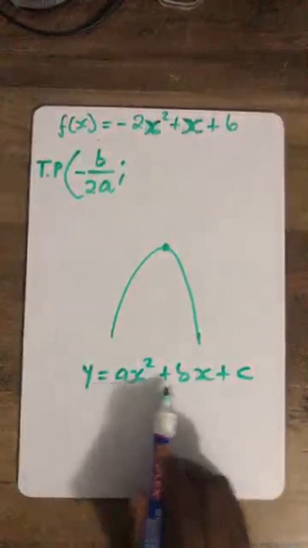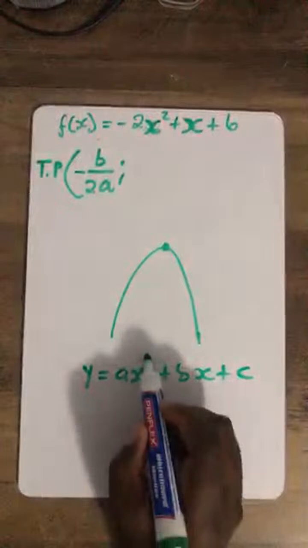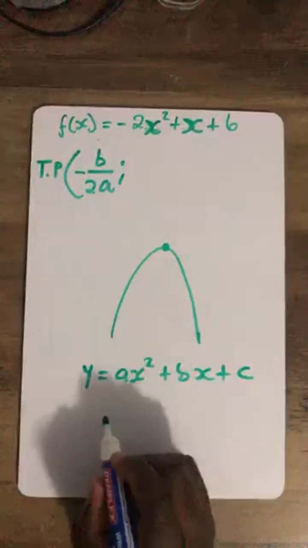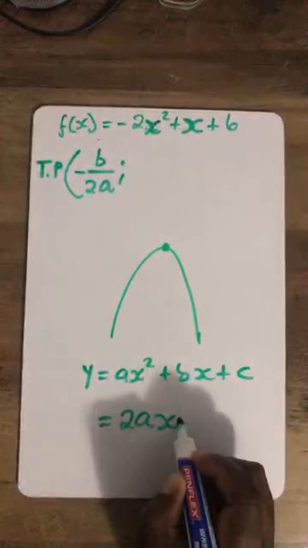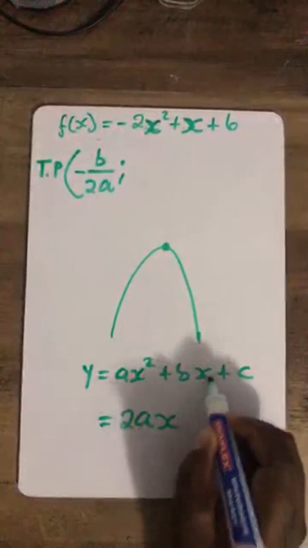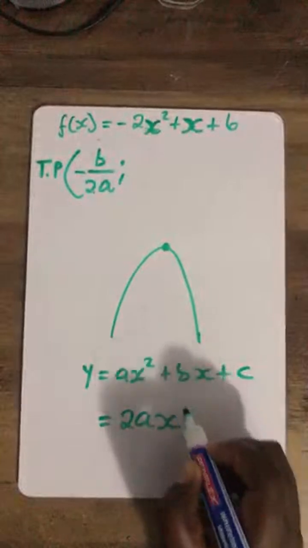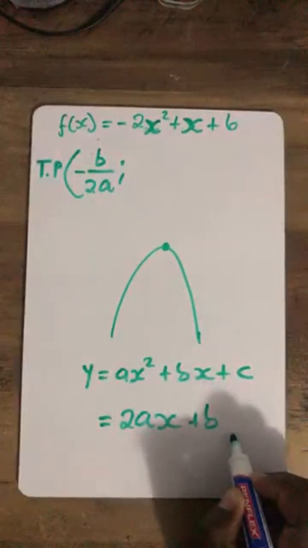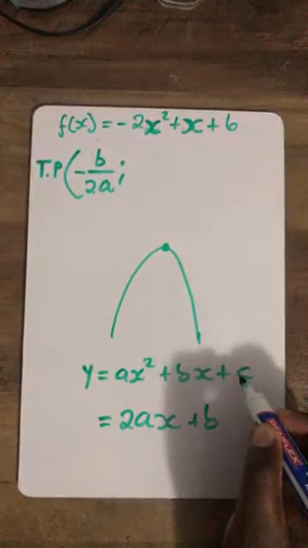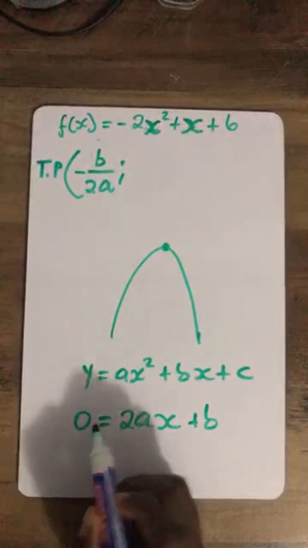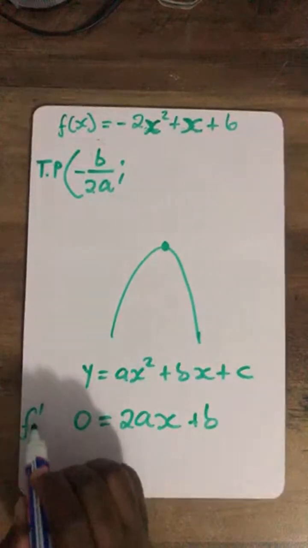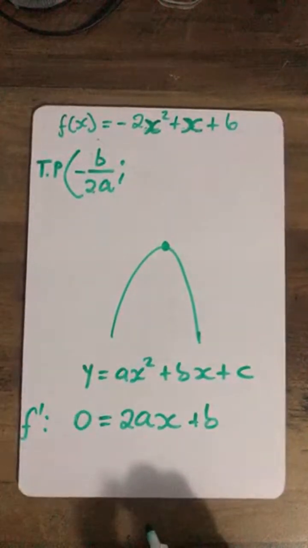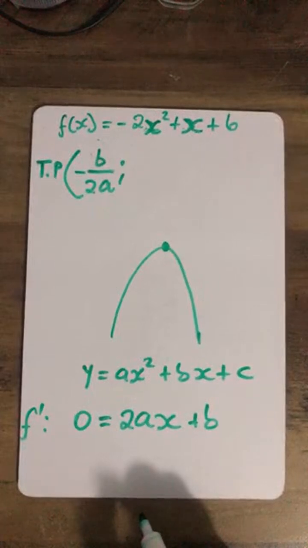This is the standard form. So if you had to differentiate that, you will multiply this by that. So you are having 2ax, you minus 1 there, that is y to the power 1, and then you have 1 there, you say times b, it is b there, c is a constant, it falls away. Then you equate this to 0 because we are saying the gradient there is 0. So that's how you find the derivative, or you differentiate.